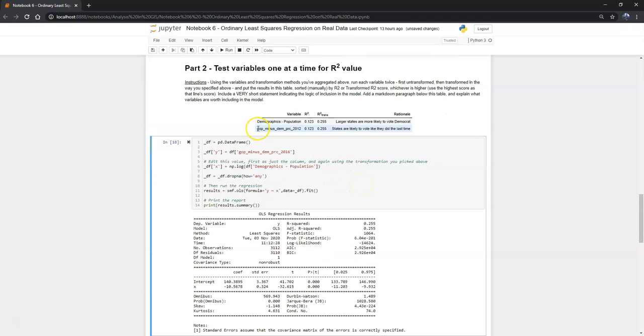All right, let's run this data. All right, so we are first just going to paste this in here.